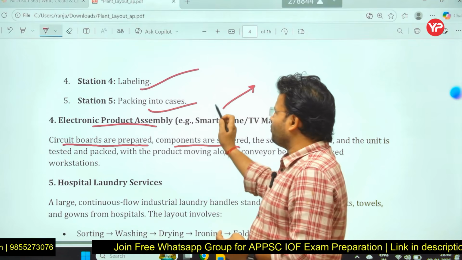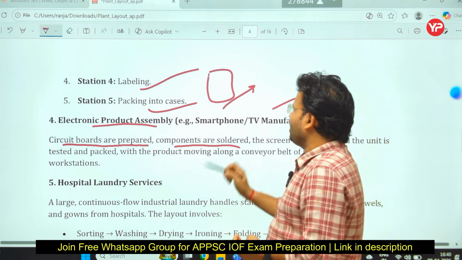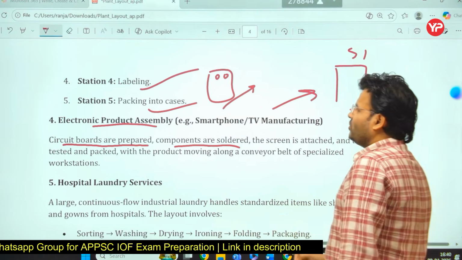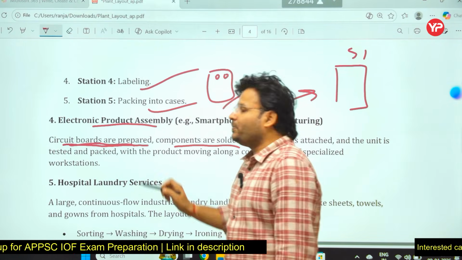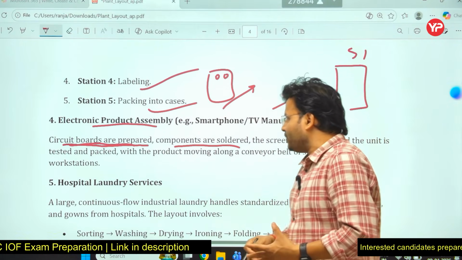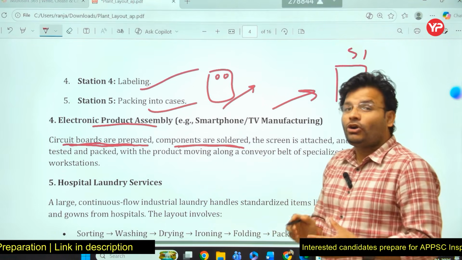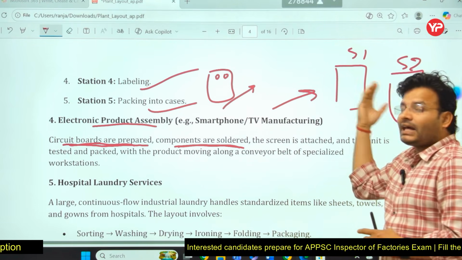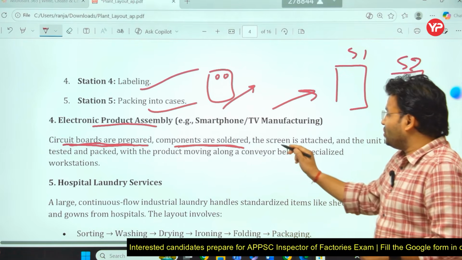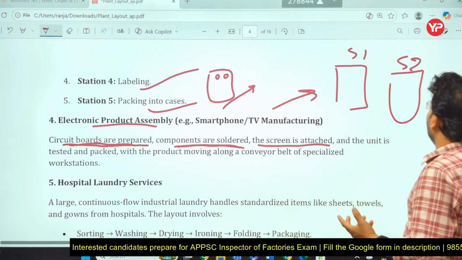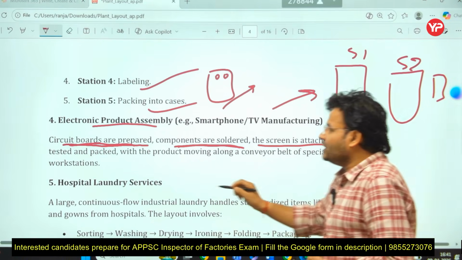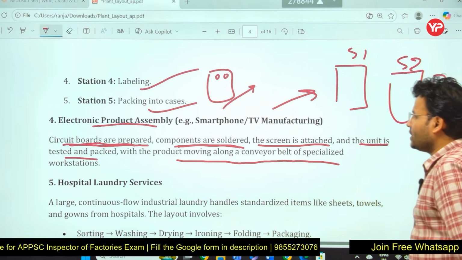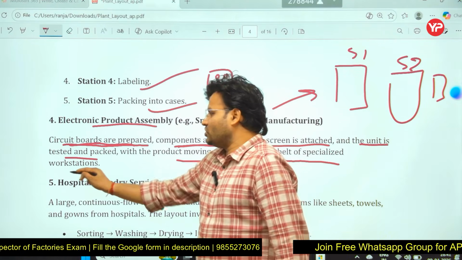So first you need the circuit board. At station number 1, the circuit board is prepared. After that, components are soldered or brazed onto it, which is station number 2. So they follow the line. Then a screen is attached at station number 3. Then the unit is tested and packed, with the product moving along a conveyor belt or a specialized workstation.